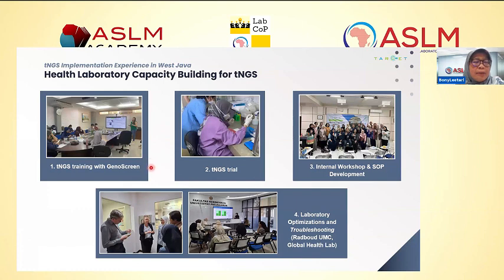Yeah, and this is the training that we have to improve the lab capacity. So we have training with Tino Screen. This is Alice Ferre coming to Bandung and explaining how this sequencing machine works and how the Diplex workflow works in the field. And then here we do the trial, and then we also have an internal workshop. This is, I think, Anita Shures, helping us to guide us to make an SOP.